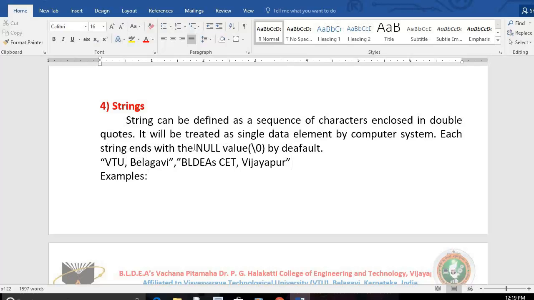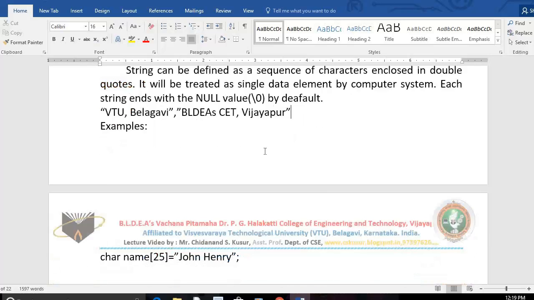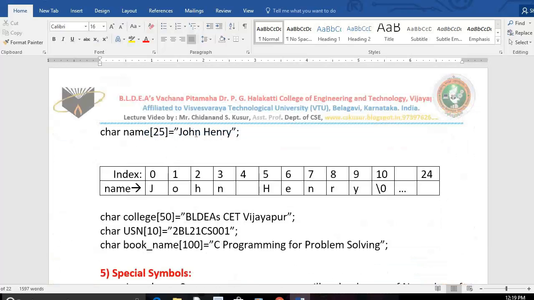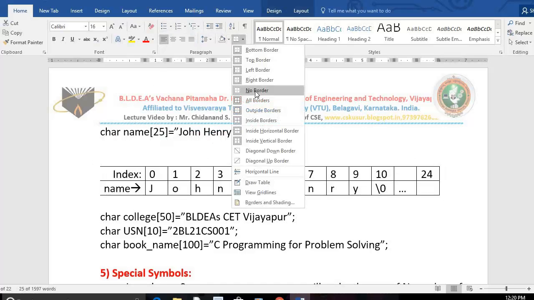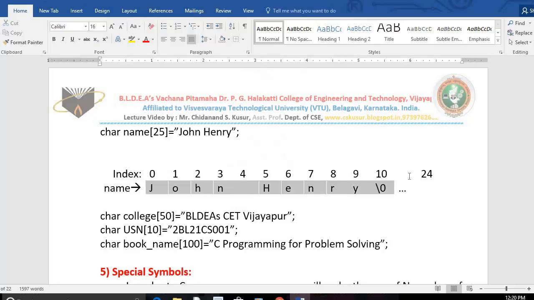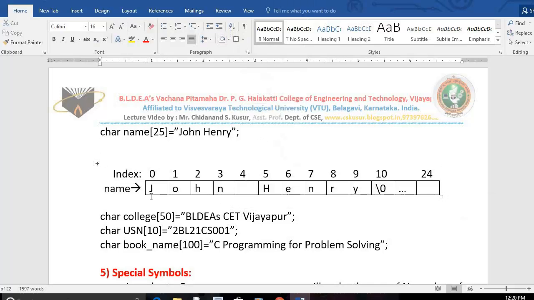Each string by default ends with a null value, as I explained to you. Now if you store John Henry like this, how does that end? That ends with a null value. Char name of 25. This is an array. You can see I explained to you. At once I allocated how many memories? 25 memories I allocated. To all the 25 memories I have given the same name, name. Char name of 25 means what? This is a one dimensional character array.